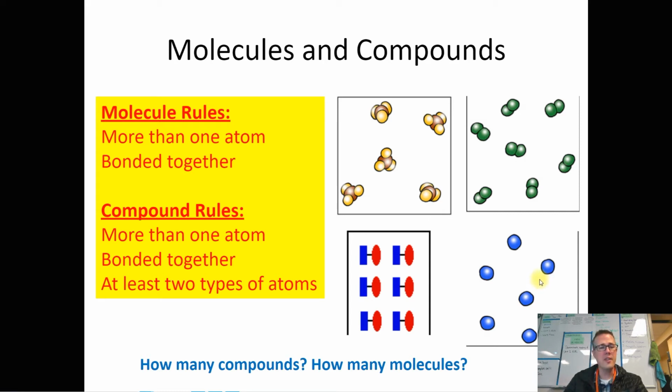So think of it like this. If you have a compound, like these first two pictures on the left, then it is also a molecule. All compounds are also molecules. But because molecule has a little bit more relaxed rules, they have one less rule, sometimes, like this green picture, you can have something that's a molecule but not a compound. But all compounds are also molecules.